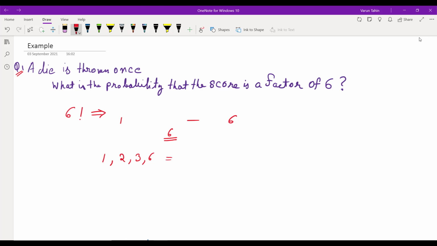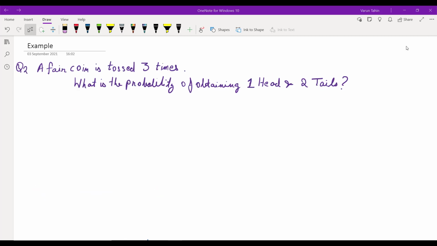Okay, so these are 4 numbers and the die has a total of 6 numbers. So out of that, 4 numbers have 6 in their table. Okay, so this becomes 4 by 6. So this becomes 2 by 3. Now we will look at the second problem which says a fair coin is tossed 3 times. What is the probability of obtaining 1 head and 2 tails?